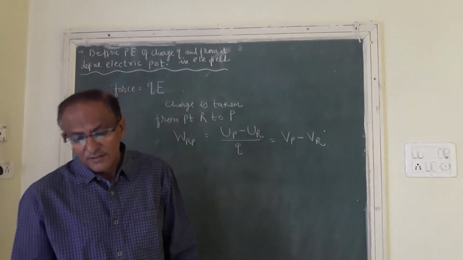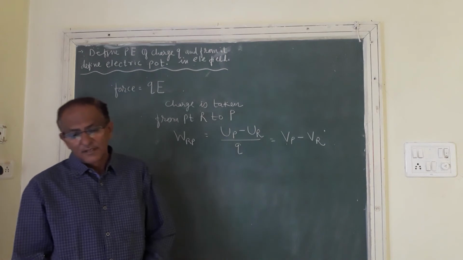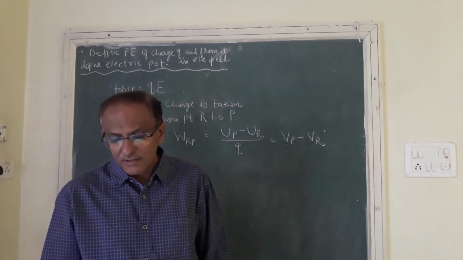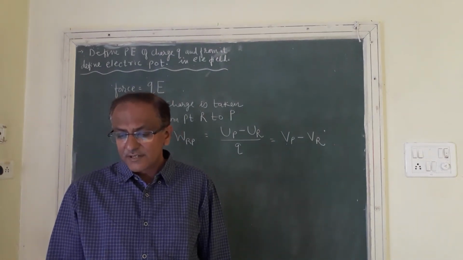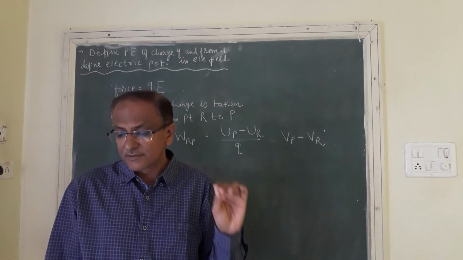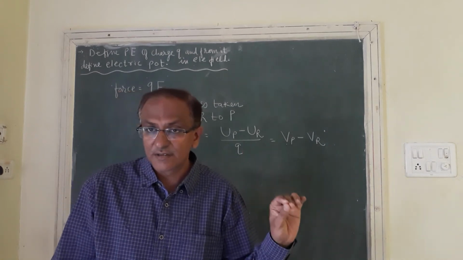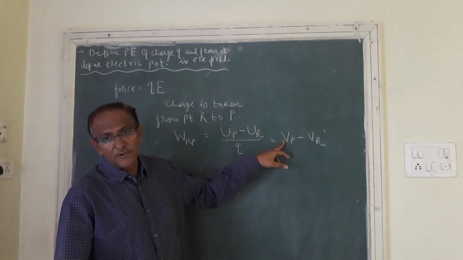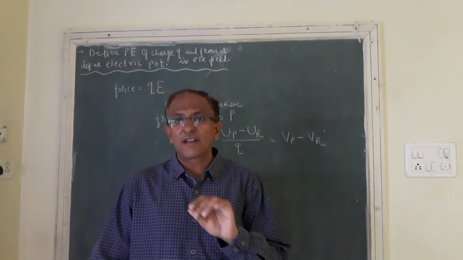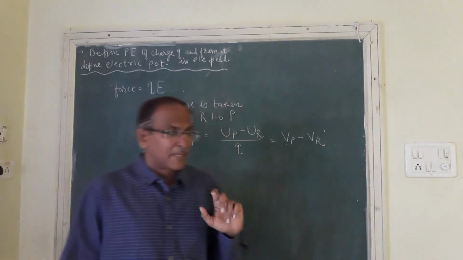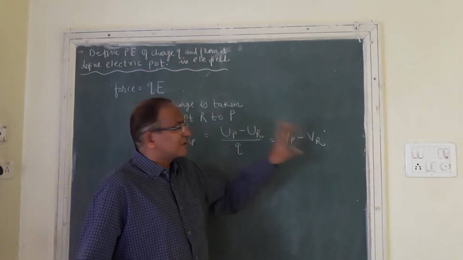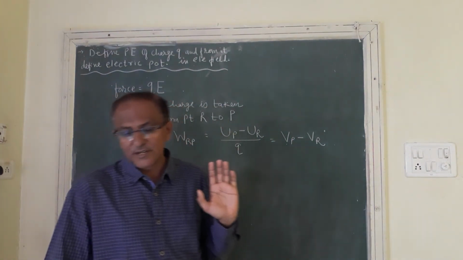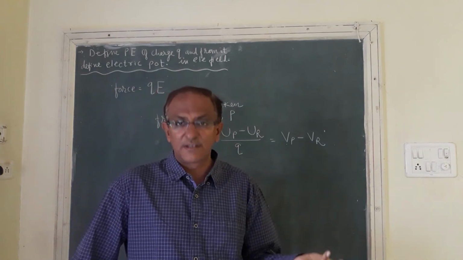So you are now having the actual value of potential, but the potential difference is the more physically significant quantity. Actually, the potential at point P or the potential at point R is not so significant, but the difference of potential between point P and point R is of more significance.